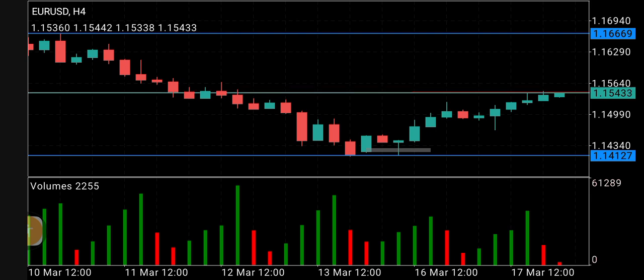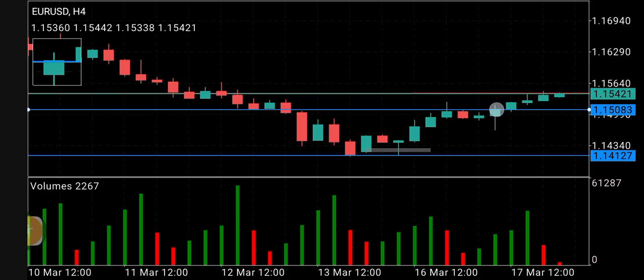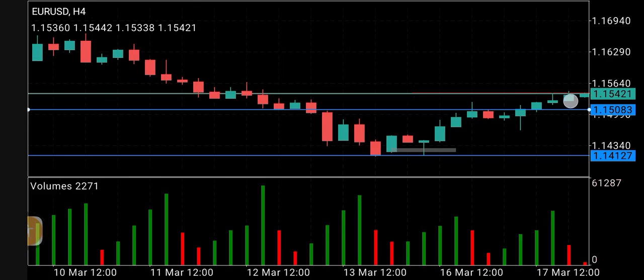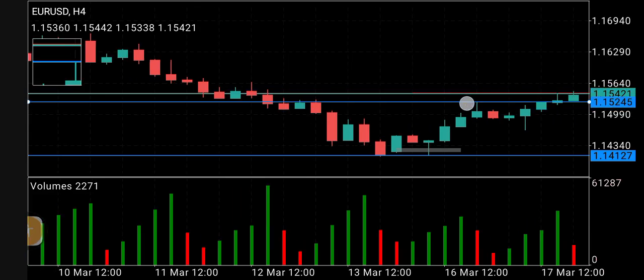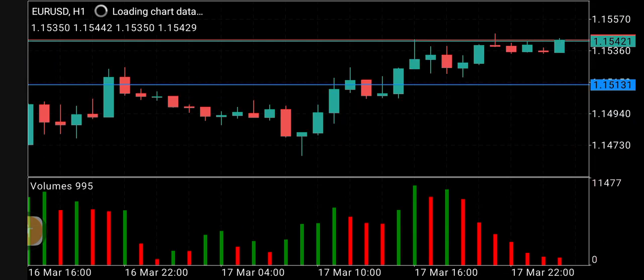So from our H4, we have an order block here. Look at it here. So I will mark it out here. This is the low of that order block. Okay, I will just mark it out in between it. I will go to H1 to refine it.